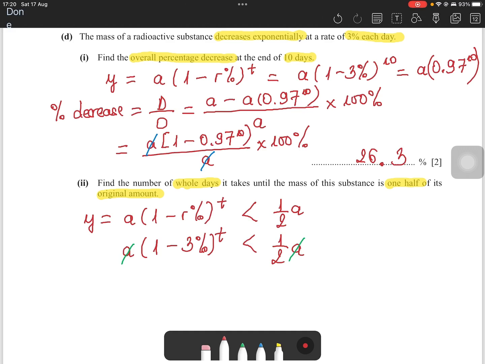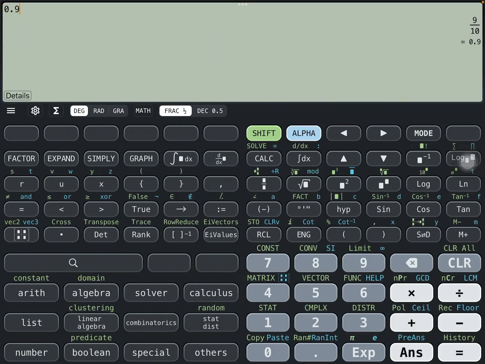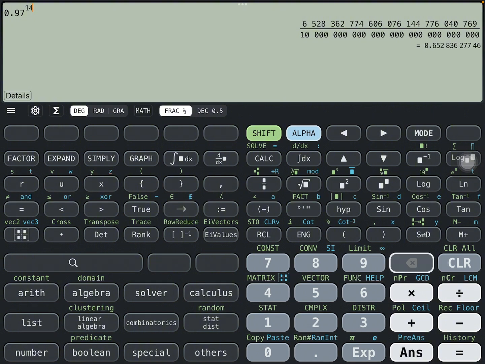So the equation is 1 minus 3% means 1 minus 0.03, which is 0.97 to the power of t, until it is 1/2. 1/2 means 0.5. And you can use your calculator to find the value of t until it is less than 1/2. So let's try this. 0.97 to the power of 10 is not 1/2. 11, no, 12, 13. If it is still too big, you can try some bigger value.